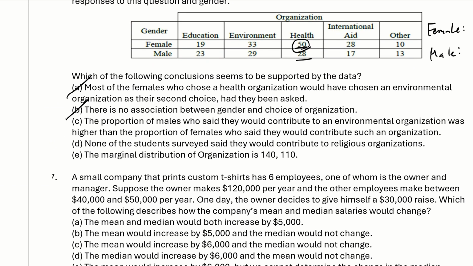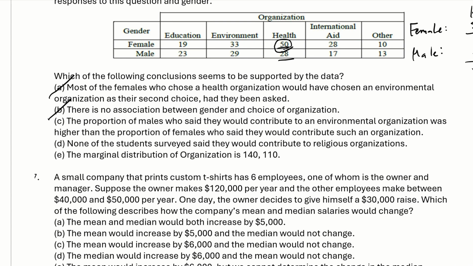All right, so the proportion of males who said they would contribute to an environmental organization was higher than the proportion of females who said they would contribute to such an organization. Okay, so let's look at that. At first glance, you look at the numbers and you're like, well, no, there's 29 males, so that's less than the number of females. However, they're asking for the proportion, the percent. They're not asking for the frequency or amount.